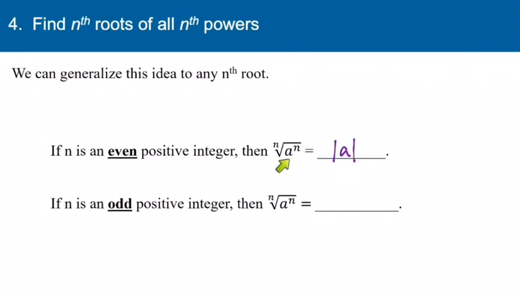Whether a was positive or negative, the result has to be positive, so you put the answer in absolute value bars. On the other hand, if n was an odd positive integer, then the nth root of a to the nth power is going to be just a, because if a was negative, then an odd power of a will be negative, and if a was positive, then an odd power of a will be positive. So we want the final answer to reflect the same sign as the original a, so we don't have absolute value bars. Basically, if you're doing an even root of an even power, you need the bars. If you're doing an odd root of an odd power, you don't need the bars.